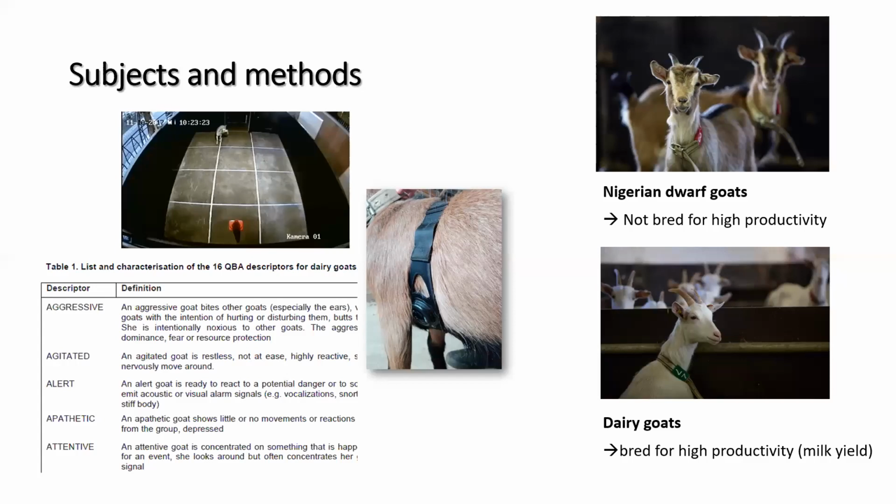The data was collected from 30 Nigerian dwarf goats and 30 dairy goats at the Leibniz Institute for Farm Animal Biology in Dummersdorf, Germany. We are in the process of validating the quantitative measures with qualitative descriptors and hope this will ease the interpretation of stress indicators and shed further light on possible indicators of positive emotions in goats.